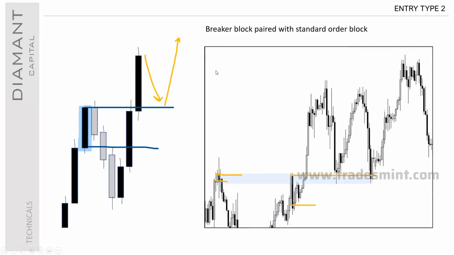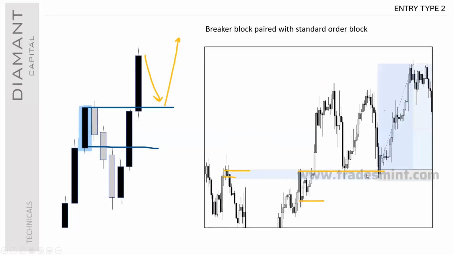Then you've got entry type 2, a breaker block paired with a standard order block. Now, this really is looking into retail, for example, but you've got the breaker block back here. And the thing is, these breaker blocks actually have a lot of power because there were areas where a lot of orders happened previously, and orders may still be held from that area. Hence why it comes back to mitigate that area. So we've got this breaker block right here paired up with this standard order block right here. You see this massive move up and down. Now you could enter right off there.